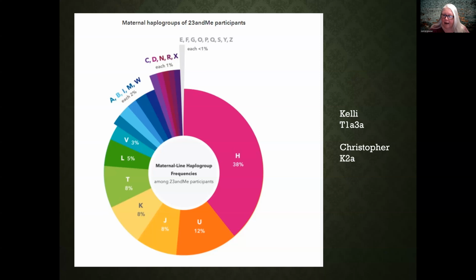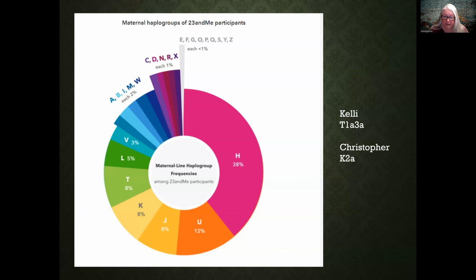So I have a haplogroup of T1A3A. If you look for the T's, about 8% of the people in the 23andMe database have that. And my husband, Christopher, is a K2A, and he's at about 8% of the database.